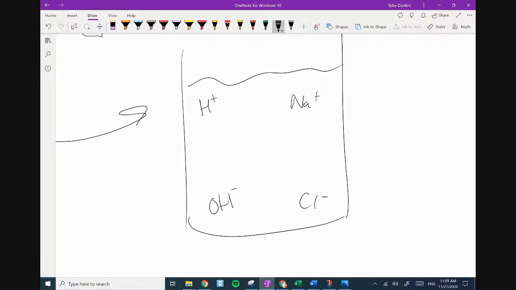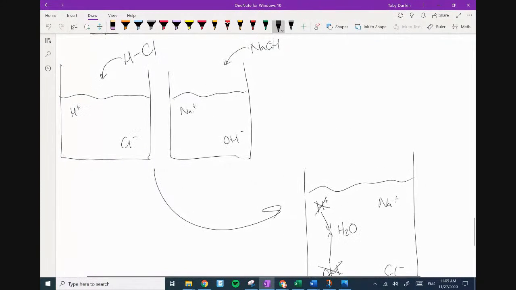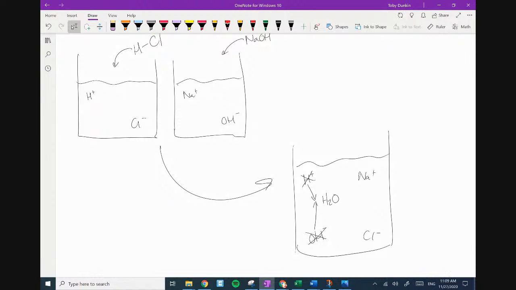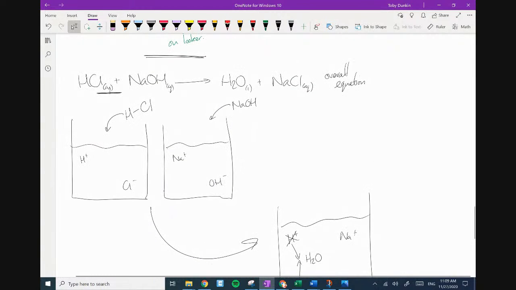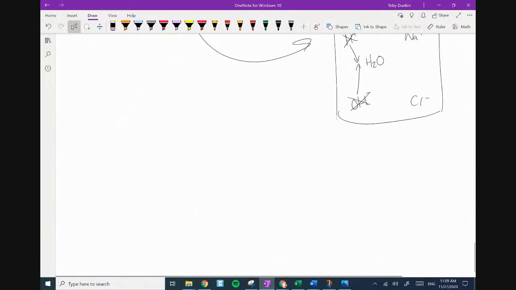Here's what now happens. The H+ and OH- now come together to form water. But the NaCl doesn't do anything. It actually just continues to float around the way it was before. So it will be classed as spectator. So what that means is I can take this overall equation and I can turn it into an ionic.